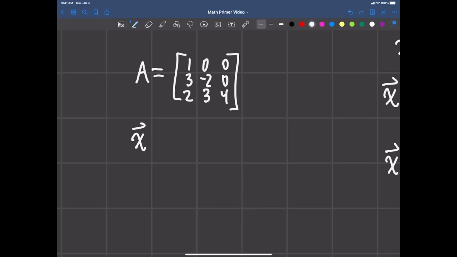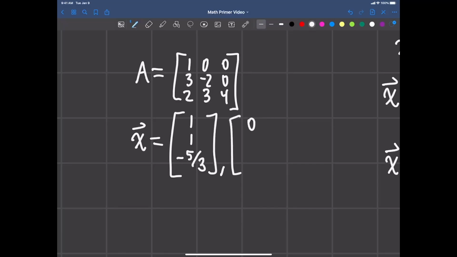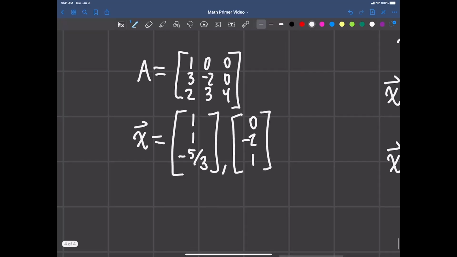And for the eigenvectors, 1, 1, negative 5 over 3, and 0, negative 2, 1. Go ahead and solve this for more practice as well.